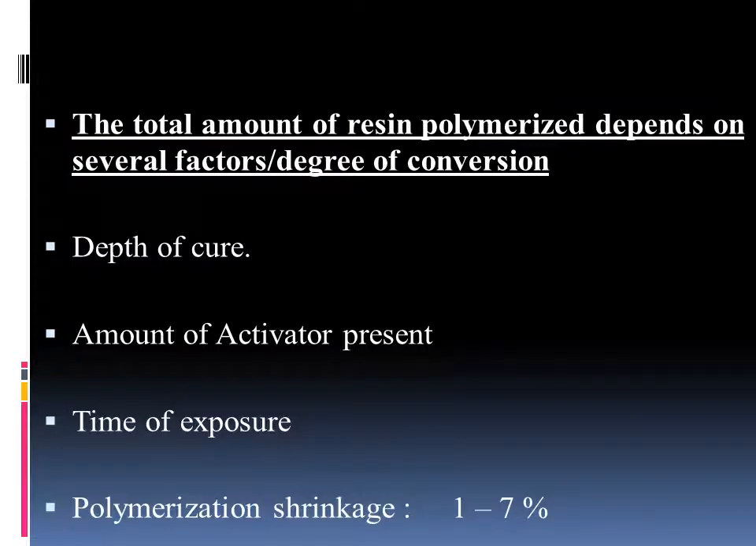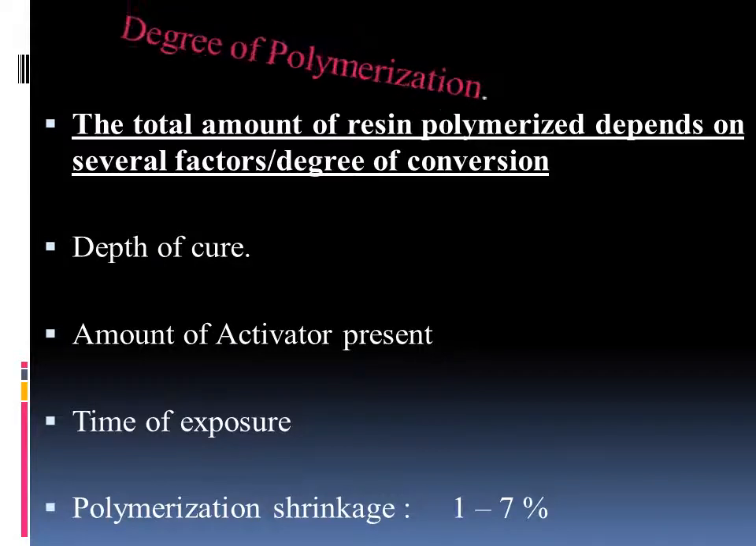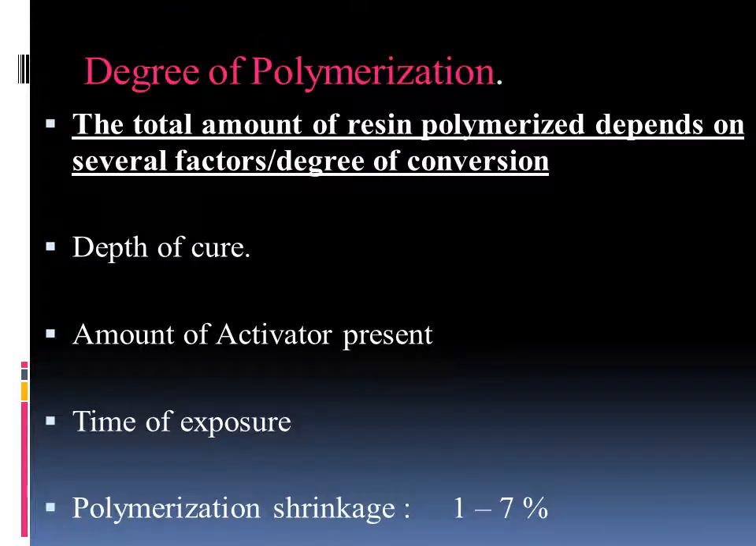Now, the total amount of resin polymerized depends on various factors: the degree of conversion, the depth of cure, the amount of activator present, the time of exposure, and the polymerization shrinkage, which has been reported to be about 1 to 7%. So this is also known as the degree of polymerization, or the amount of resin that is polymerized.